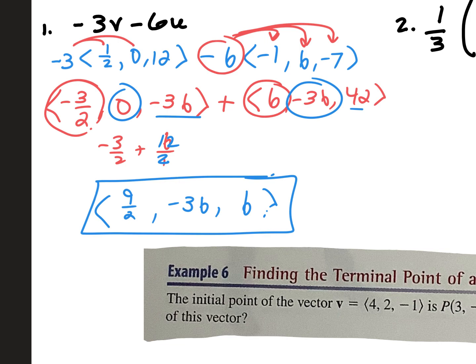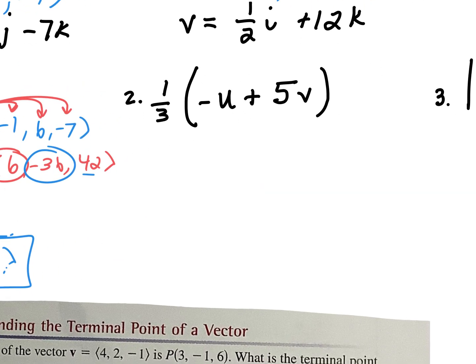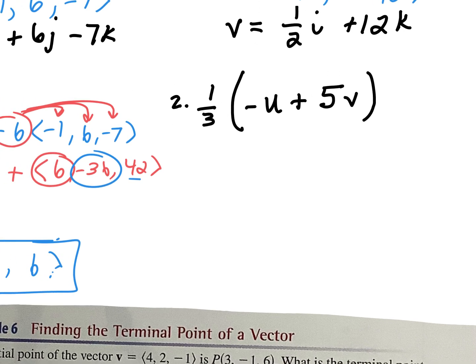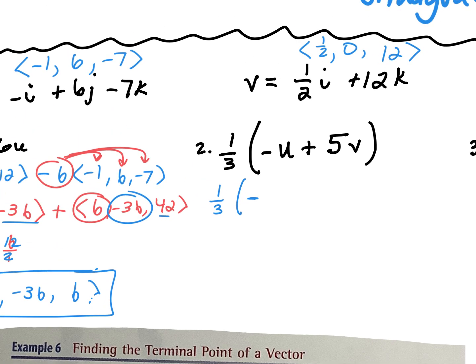All right, look at number 2. Don't get confused with parentheses and all this stuff. Look at this problem. It says 1/3 times negative u plus 5 times v. So what should you do first? Remember when you have parentheses, how do you work? Inside out. Good. So I'm going to leave my 1/3 hanging out over here. So I have a negative, what's my u vector? -1, 6, -7, plus 5 times v, which is 1/2, 0, and 12.